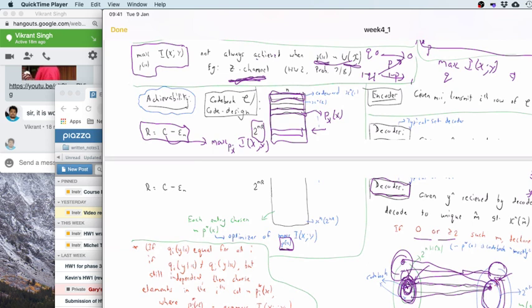Right? And why do we do this? Really, just for the sake of analysis. Actually, a priori, you don't have to do this, right? But it just makes analysis easier.